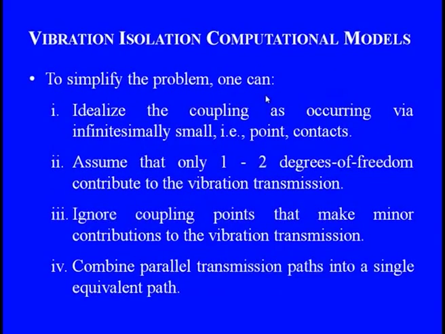So to simplify the problem, first we need to idealize the coupling as occurring via small contacts. We have various contacts, like the point contact, the line contact, the surface contact, and correspondingly the deformations are there, and accordingly we have the exciting levels. So first of all, we need to idealize the contact surfaces or the coupling, and that's what we are doing.